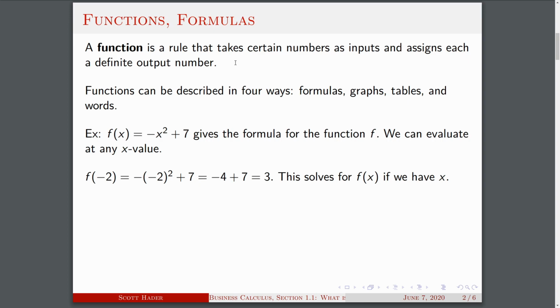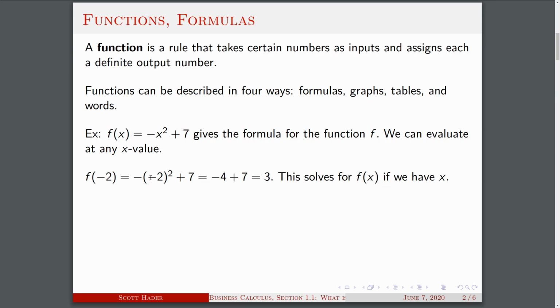So, I think the best way to understand what a function is to start working with them and start seeing their different forms. So, usually we talk about a function in terms of a formula or a graph. So, for example, here's a formula. f of x equals minus x squared plus 7. And this gives us a way to get the y value if we have an x value. So, for example, if we want to know what the y value is when x is minus 2, then we'll just plug that in for x, and we'll plug that into the formula, and we'll just simplify it. We'll evaluate it.